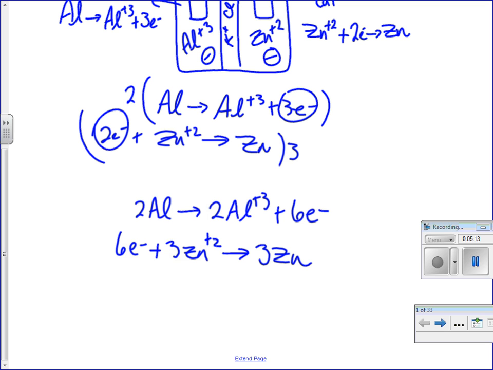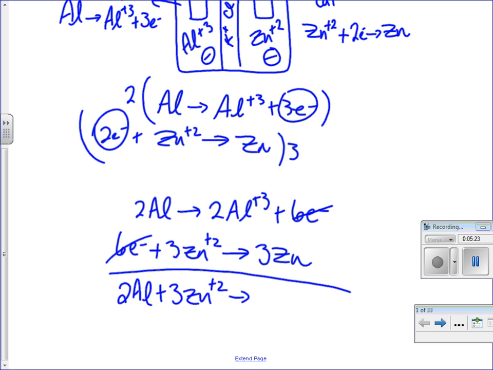So then all I'm going to do is cancel my electrons and then combine the reactants and the products. So I have 2 aluminum plus 3 zinc ions yield 2 aluminum ions plus 3 zinc atoms. And that's my overall balanced equation.